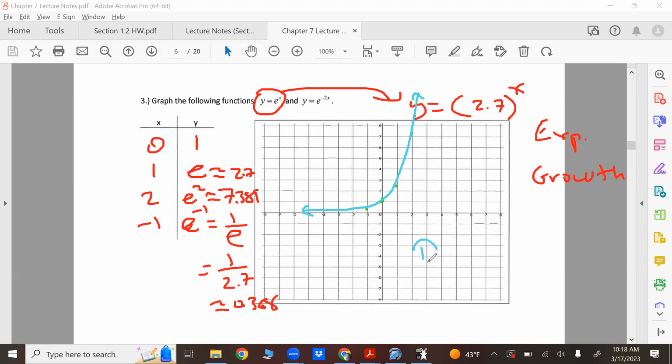The domain is still going to be all real numbers, just like any exponential growth function. It's no different. The range: you're raising e to some power, and e is positive. How are you going to take a positive number and make it negative? You can't. How can you multiply a positive number over and over again and make it negative? You can't. So it's going to be the same as before, from 0 to infinity.